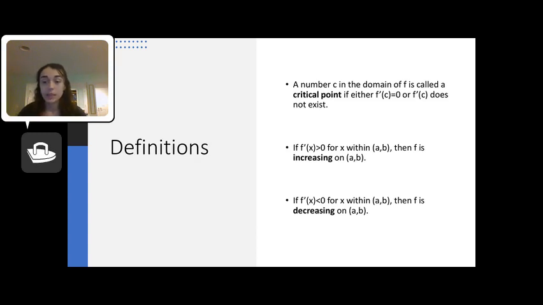Okay, and then the last one says if f prime of x is less than 0, or if the slope at x is negative for x within the interval between a and b, then f is decreasing on that interval. Okay, guys, any questions? Nope, okay, great. We're going to move on from here then.